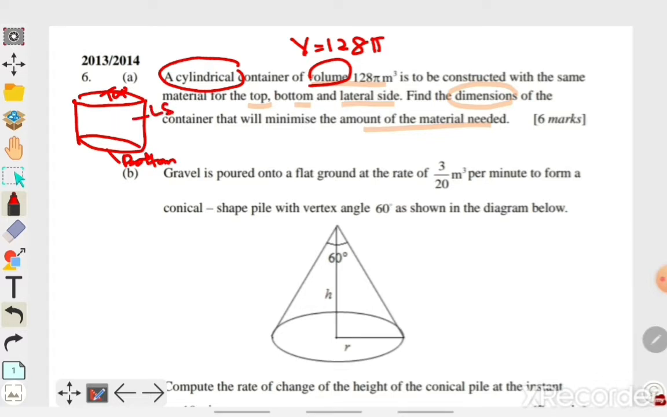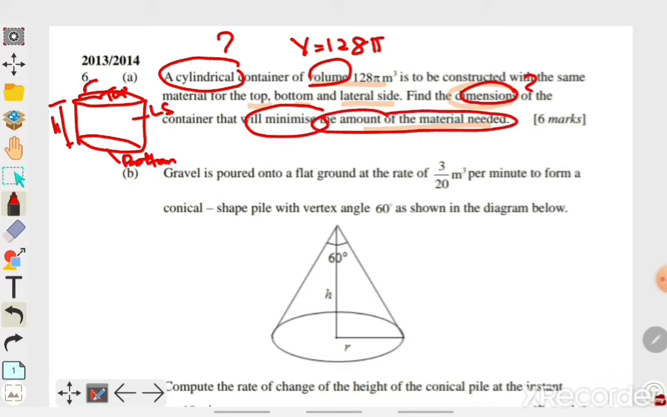The question is asking us to find the dimension. What does dimension mean? When we discuss a cylinder, the dimension is denoted by r, the radius of the cylinder, and h, the height of the cylinder. That means we have to find r and h when this container has the minimized amount of material needed. To construct this cylinder, we must also consider the area of the cylinder.